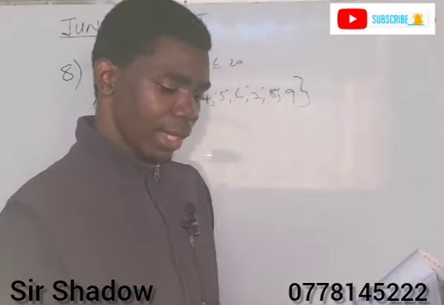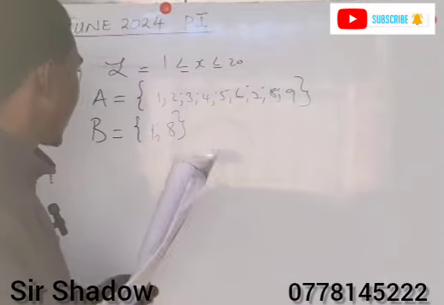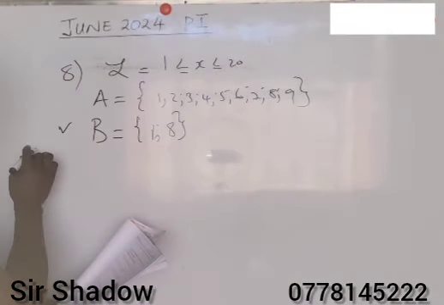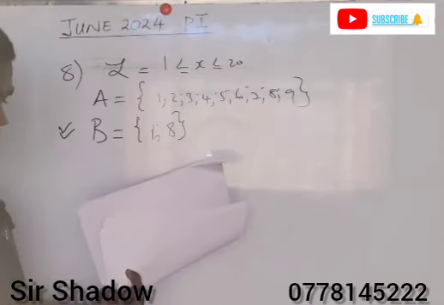Then the first question: list the elements of B. Here are the elements of B.